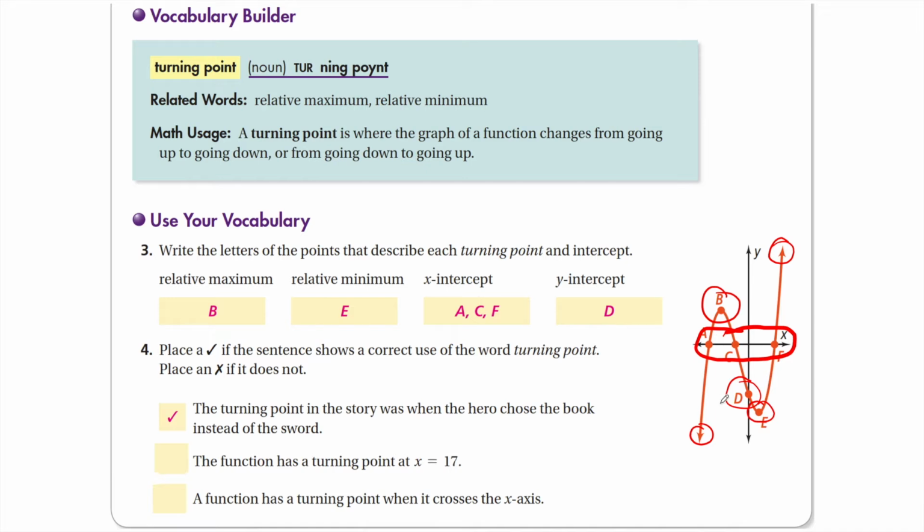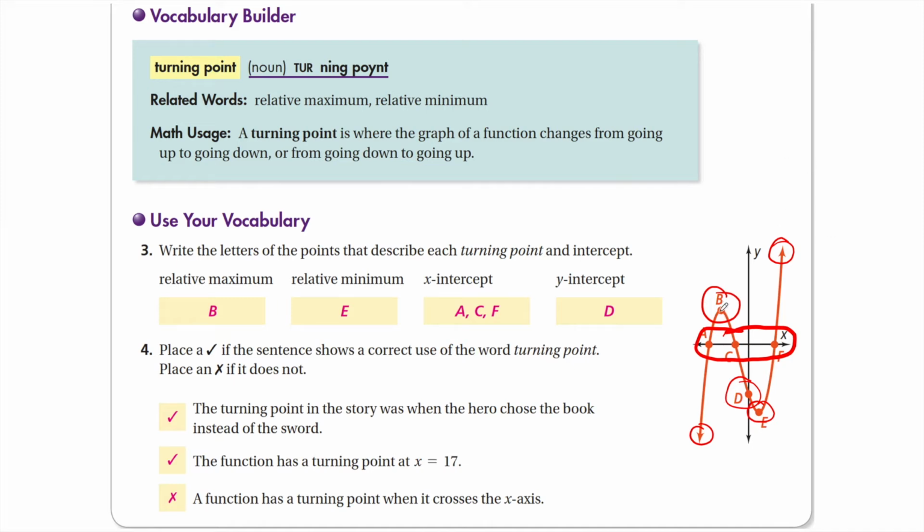The function has a turning point at x equals 17. Well, however, you can't say a function has a turning point where it crosses the x-axis. That's not necessarily true. Now, it very well could have it when it hits the x-axis, but it will never cross the x-axis, causing a turning point.